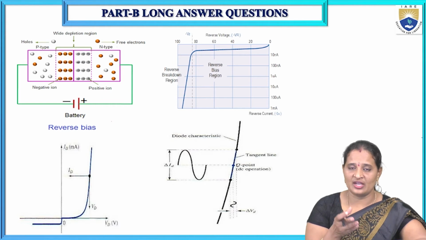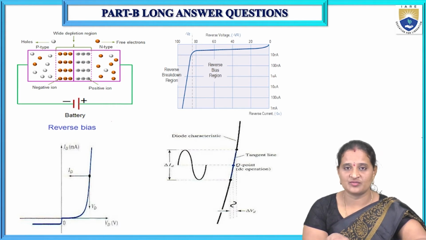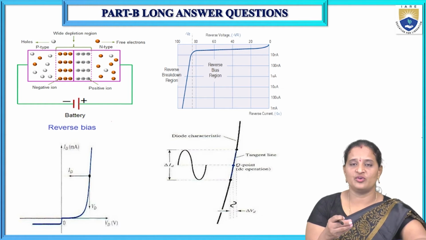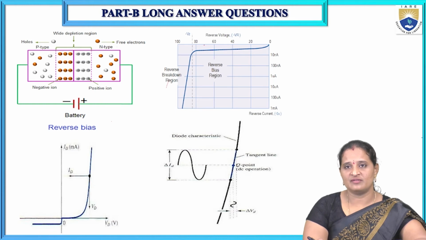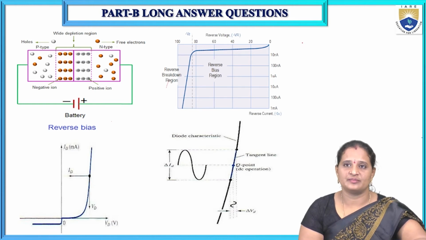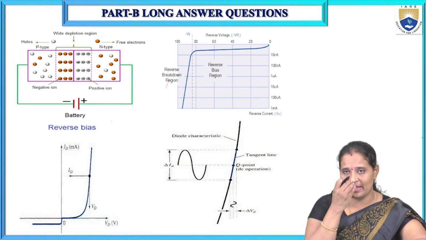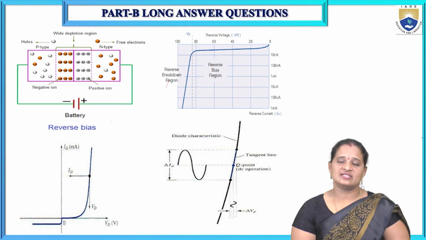Whether due to majority or minority charge carriers, the current is flowing through the junction. So you just mention a few points like that, and then draw the graph between the reverse voltage and reverse current. Okay, so this is the VI characteristics. Once it is done, he asked us to explain dynamic resistance and static resistance.